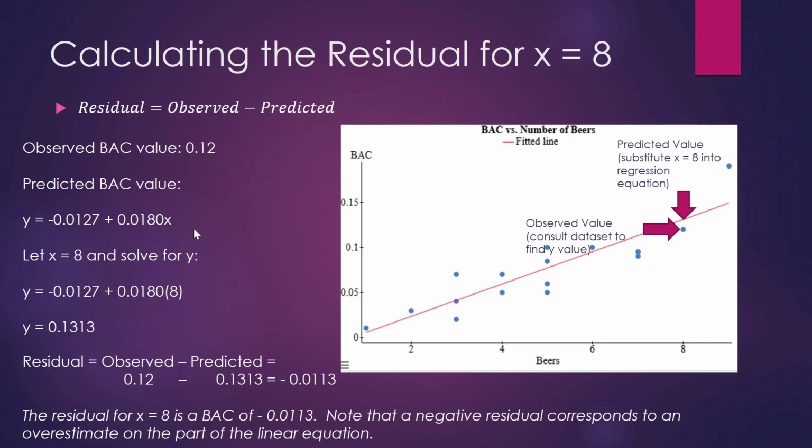Note that this negative residual corresponds to an overestimate on the part of the linear equation. And we can see that visually, this red line, which is our predicted value, is above the data point, which means it overestimated the actual blood alcohol content.